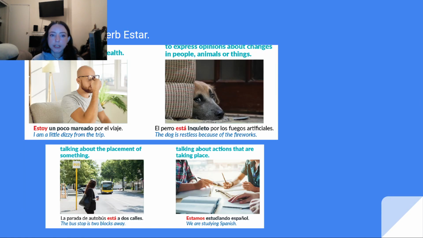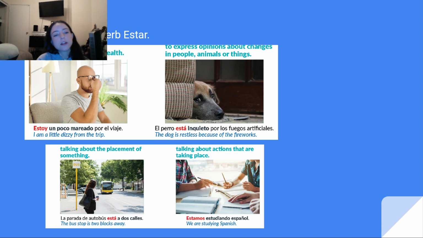And on the other hand, we're going to use the verb estar when we're talking about moods or health. So an example of this is estoy un poco mareado por el viaje. I'm a little dizzy from the trip. We use the verb estar to express opinions about changes in people, animals, or things. So an example of this is el perro está inquieto por los fuegos artificiales. The dog is restless because of the fireworks.